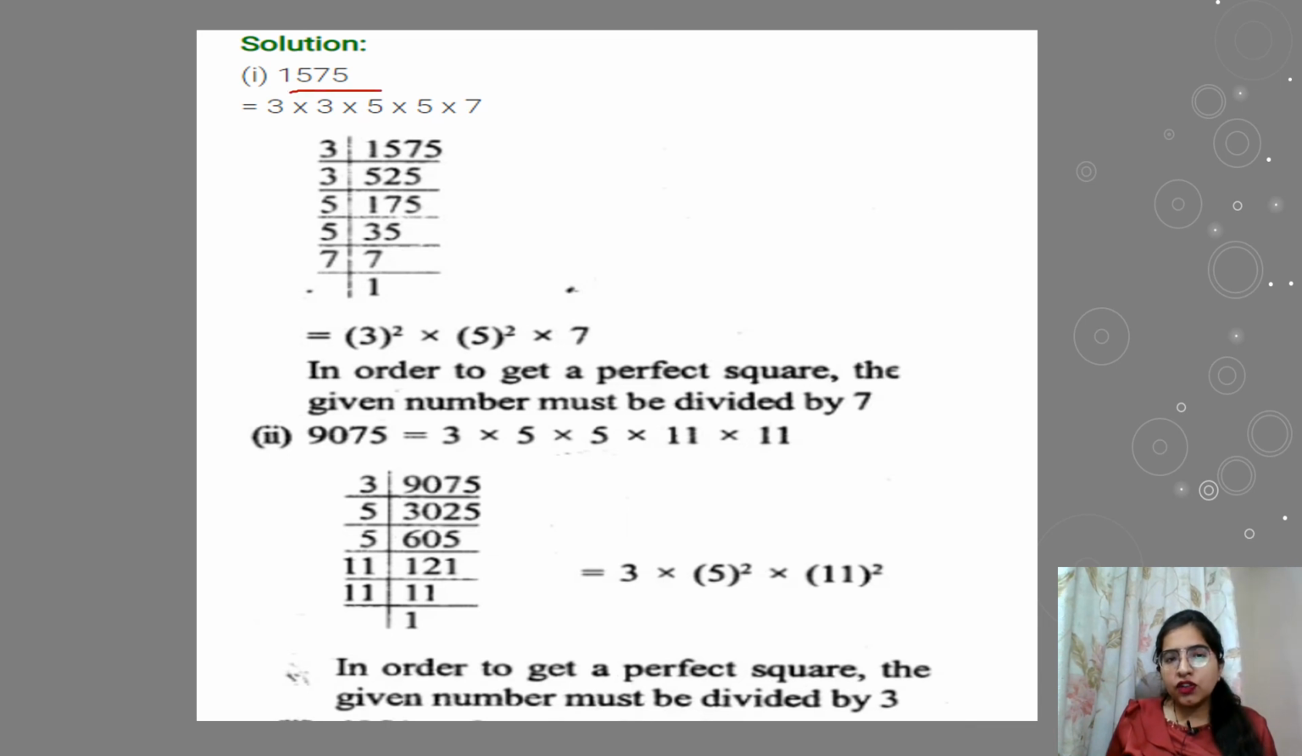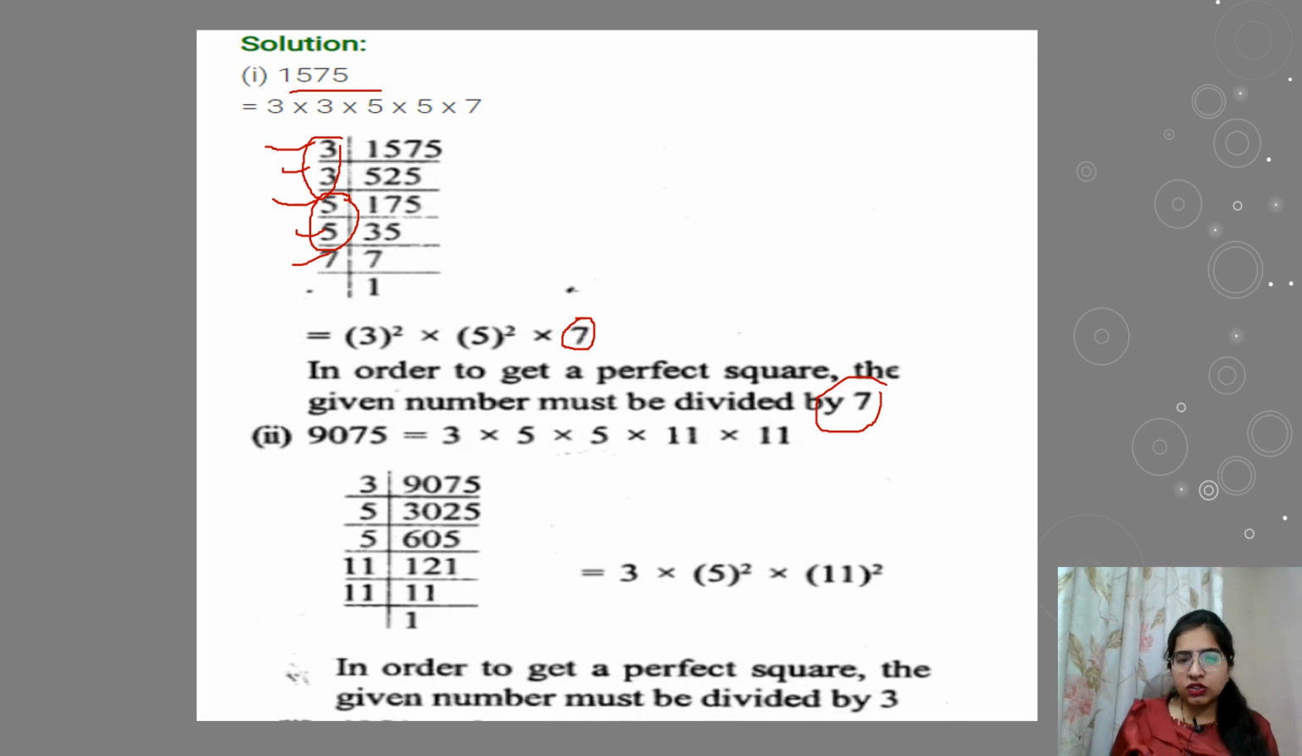1575. When you will do factorization, you will get factors 3 into 3 into 5 into 5 into 7. 7 is extra. 7 is alone because 3 into 3, one pair is there, right? 5 into 5, one pair is there, but 7 is alone. So in order to get a perfect square, you have to divide by 7.